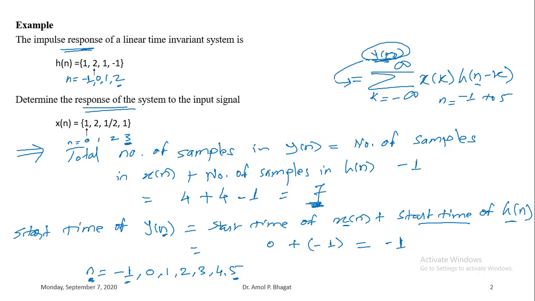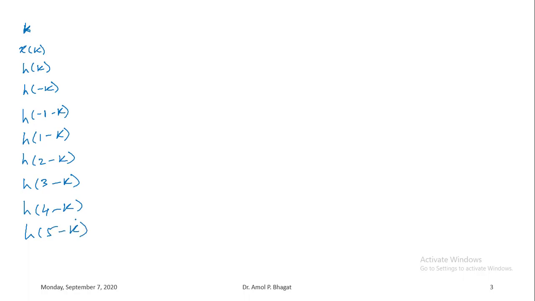According to that, here you will need h of minus k when n equals 0, h of minus 1 minus k when n equals minus 1, similarly h of 1 minus k, h of 2 minus k, h of 3 minus k, h of 4 minus k and h of 5 minus k.